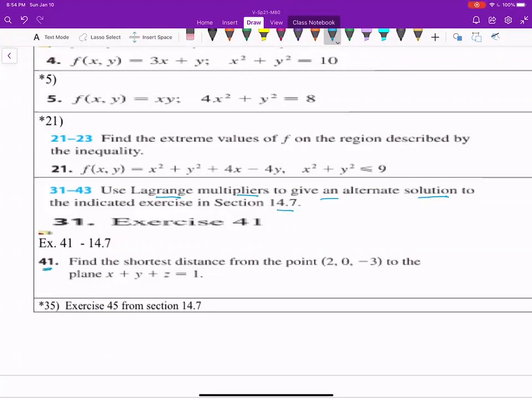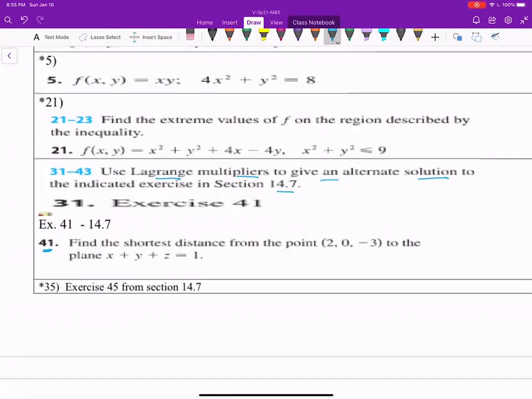So I'm going to pick 41 because you've already done this problem, or you have watched my video for this problem in the earlier section 14.7. Find the shortest distance from the point (2, 0, -3) to the plane x + y + z = 1.